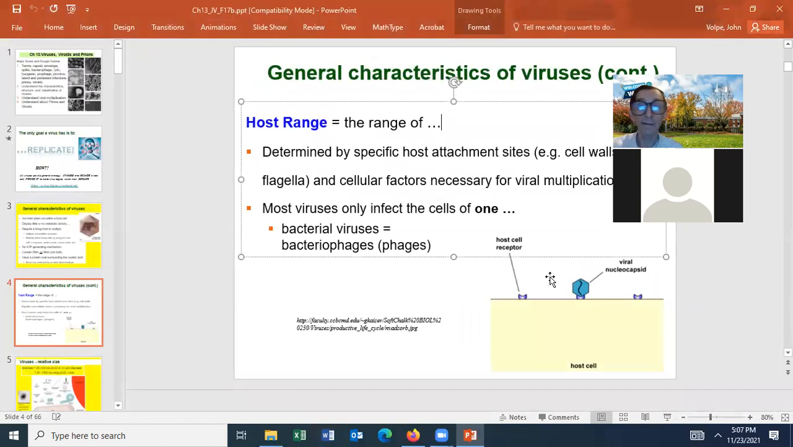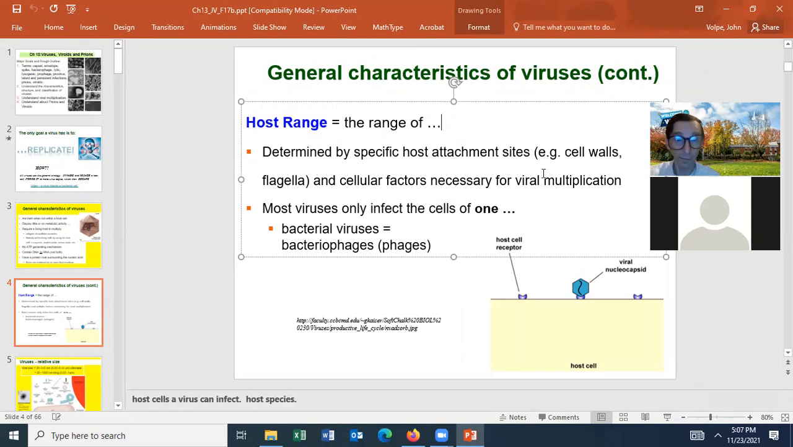All right, so the last slide we talked about with viruses was the host range of viruses, and that's the range of cells a virus can infect. Most viruses generally infect only the cells of one or a few species. Like polio, for example, it only affects human cells.